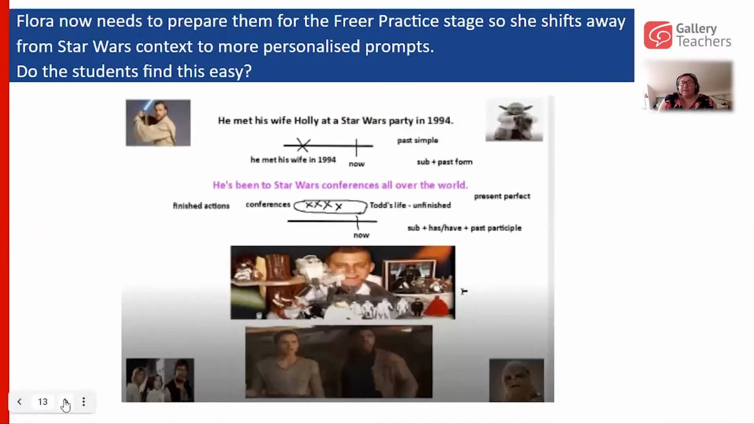So we're now sort of moving a little closer to the freer practice stage. So this next little snippet is trying to prepare the students to move away from the Star Wars context and start talking about more personalized things. Okay, so travel is often something that people enjoy. So she's going to be thinking about using some travel examples. So have a listen and think to yourself, does this come easy to the students? Are they finding moving away from the context easy or difficult?